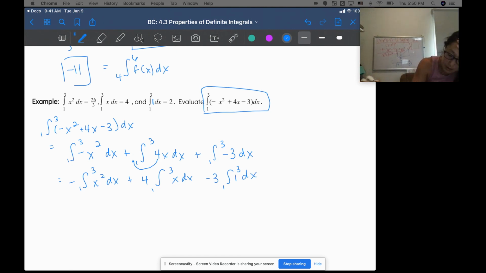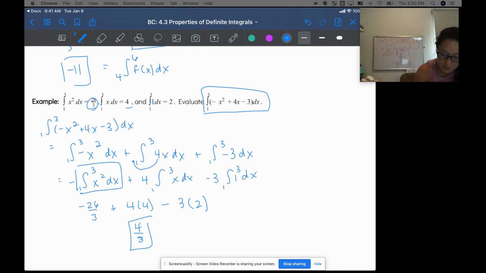Then I remember that the integral from 1 to 3 of x squared dx is 26 over 3, but I'm going to bring down the negative. The integral from 1 to 3 of x dx is 4, so I'm going to add 4 times 4, minus 3 times the integral from 1 to 3 of dx, or 1 dx, which is 2. And then I just simplify, giving me 4/3. Okay, and that's it for today.